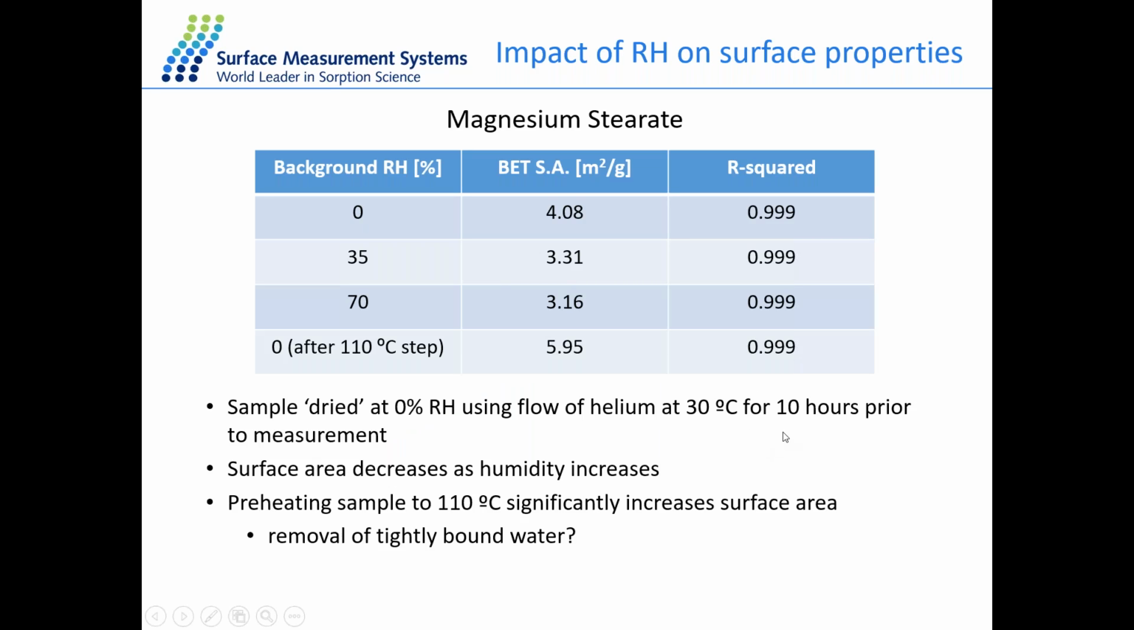Another study example is the magnesium stearate sample. Here it also shows decreasing surface area with the increase in humidity. But after you precondition at 110 degrees, the surface area at dry condition is around 6 square meter per gram. It's even larger than the original value we got at the very beginning before the preconditioning, which is probably because the preconditioning process removes any tightly bound water or hydration water in the structure, changing the structure during the measurement, so the surface area is even larger than the original value.